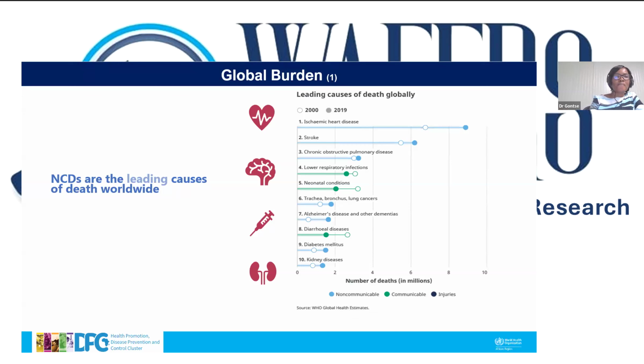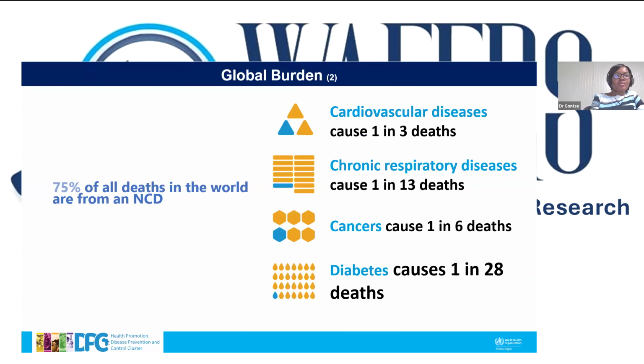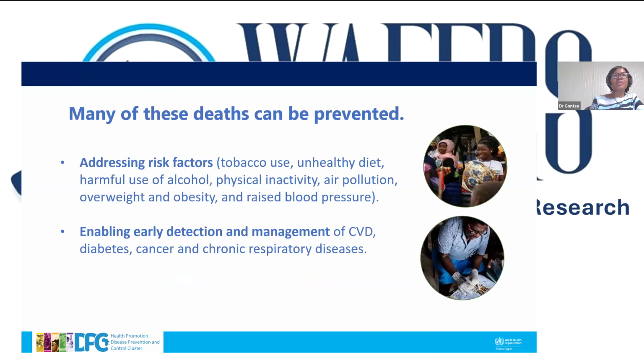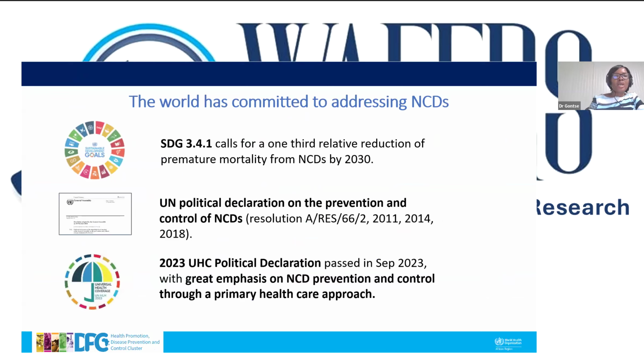Next slide, please. And like I was saying, 75% of all deaths in the world are from NCDs. Next slide. And when we go back to the Africa region, it is estimated that NCDs were responsible for 35.4% of all deaths in Africa in 2021, and that was a rise from 24% in 2000. Next slide, please. And we all know that NCDs are preventable if we address the risk factors and maximize early detection and management of major NCDs. So just to remind ourselves that we have actually made some commitments.